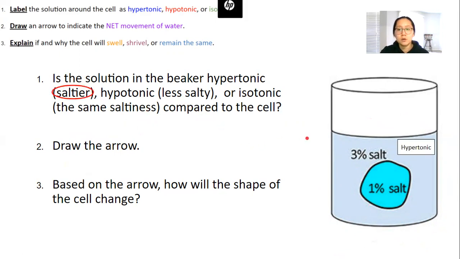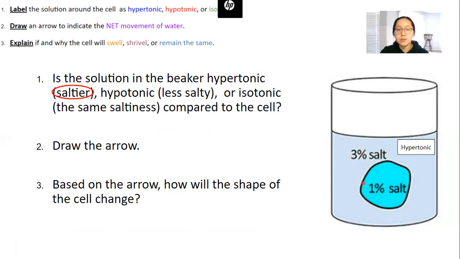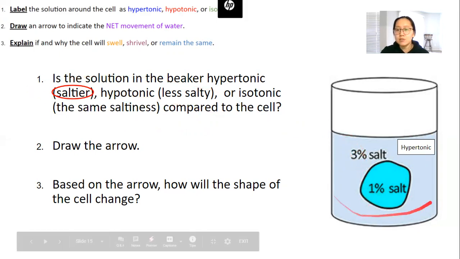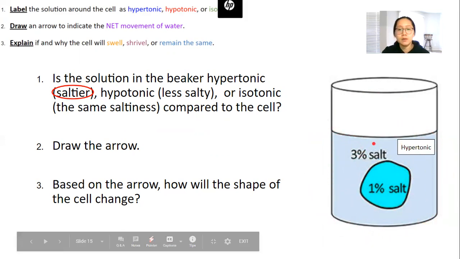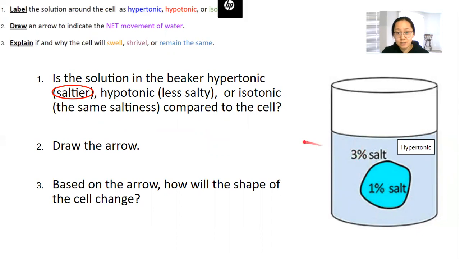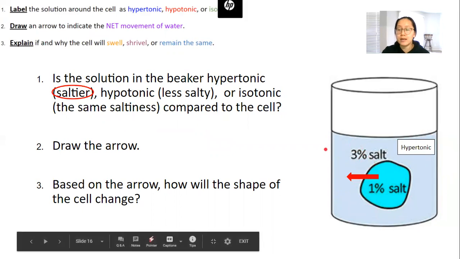So we're labeling the outside as hypertonic because 3% is bigger than 1%. So it's saltier. And if the outside solution is saltier, remember, it's going to be hypertonic because it's got more salt. It's got a lot of salt in it, like having a lot of energy when you're hyper. Now, because the outside is saltier, the water is going to move from the less salty to the more salty area. So it's going to move from inside the cell to the outside of the cell.